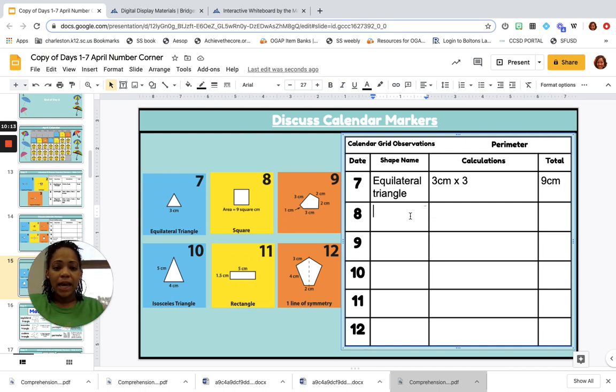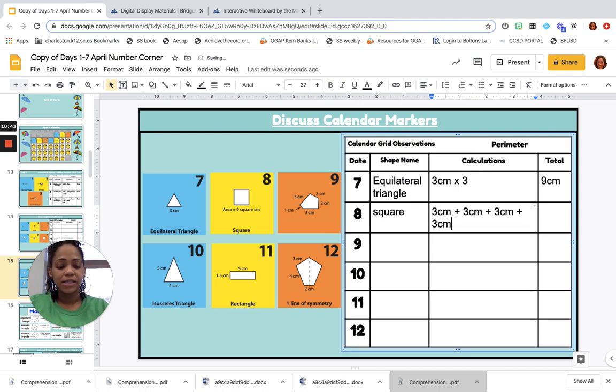Let's keep going. 8. Oh, now this is fancy. The square. And it only tells us the area. Area is 9. What do we know about a square? All sides are equal. So what times what's going to give us 9? Yeah, 3 times 3 is 9, which means I have 3 centimeters plus 3 centimeters plus 3 centimeters plus 3 centimeters, or I could say 4 times 3 centimeters, and that's going to give us how many centimeters?